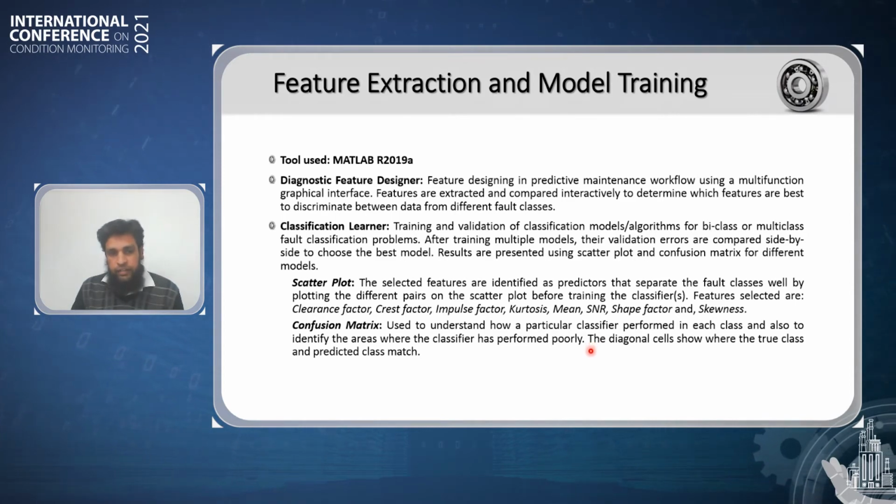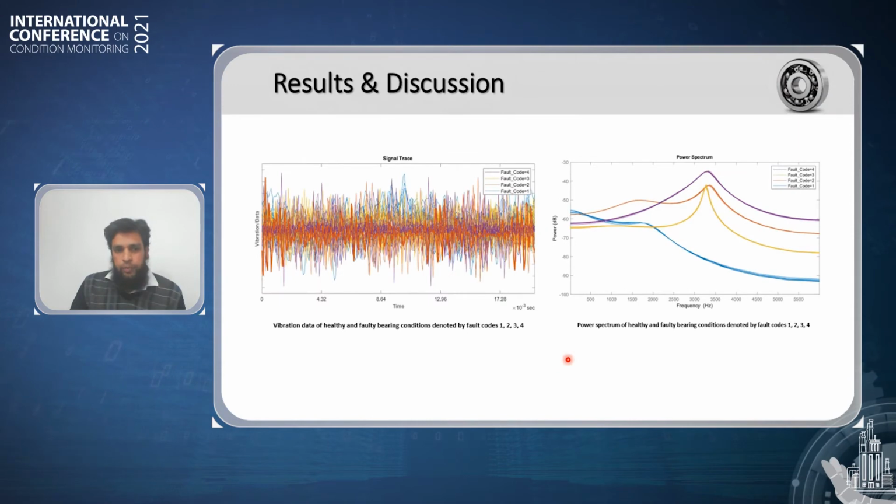The confusion matrix helps understanding how a particular classifier performed in each class, and the diagonal cells show where the true class matches with the predicted class. Results and discussion. The plot on the left shows the ensemble vibration data from 4 different classes, 1, 2, 3 and 4, and the plot on the right is the corresponding power spectrum for these 4 classes.